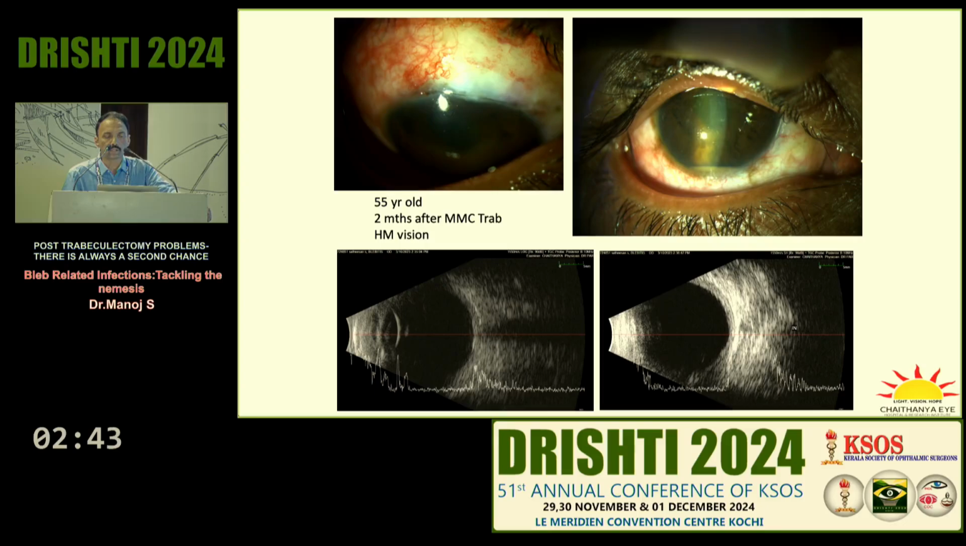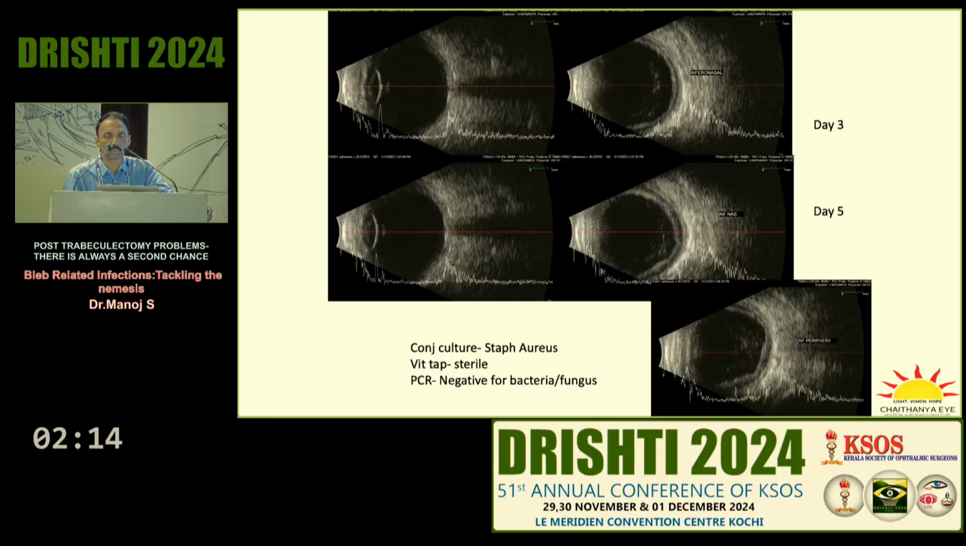This is a patient, a 55-year-old lady who underwent mitomycin trab for primary open-angle glaucoma and had a good initial post-operative outcome. And 2 months after, the patient came with a visual acuity of hand movements. As you can see, in the anterior chamber, there is hypopyon at initial presentation. We did a B scan, and ultrasound did not show any evidence of vitreous exudates. So we started treating this as a typical case of blebitis.